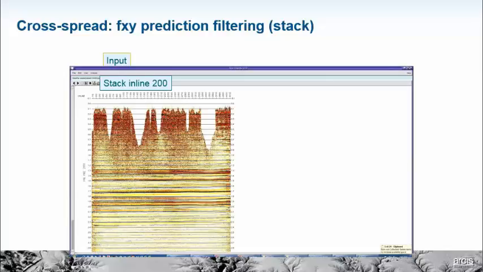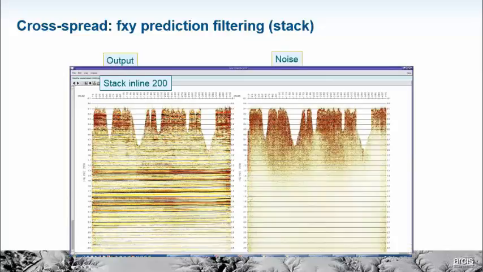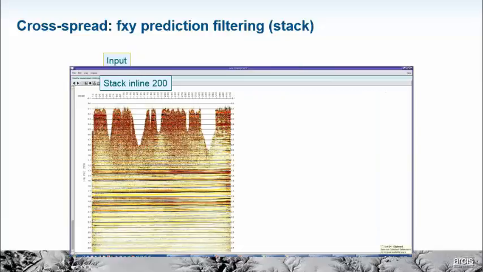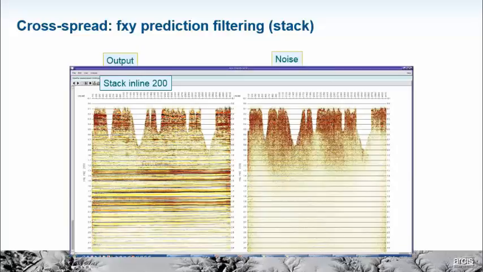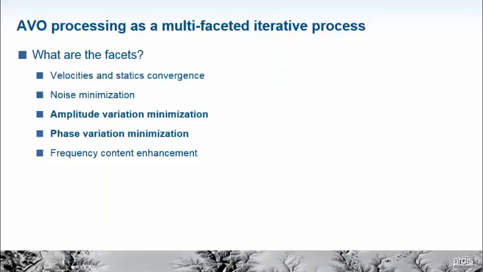Here's the inline before the random noise attenuation. There's the after, and there's the difference. There's the noise that's being removed. So input, output, input, output.